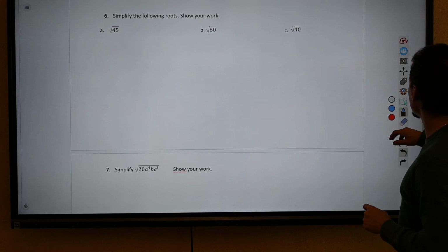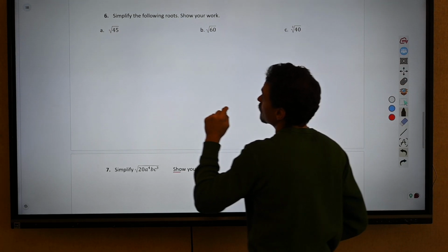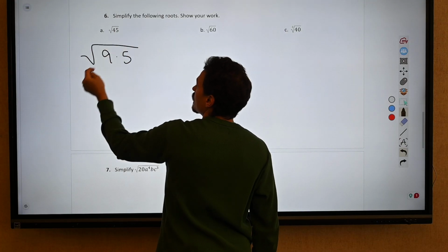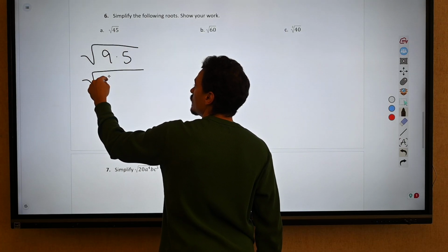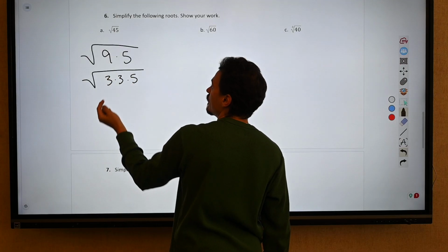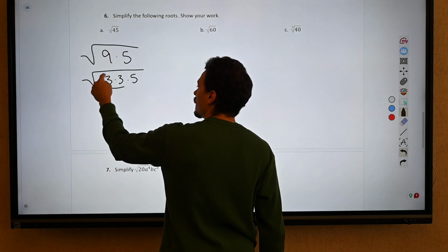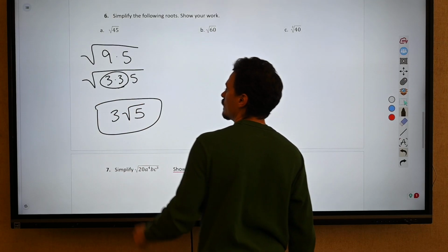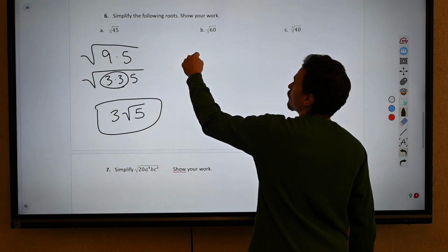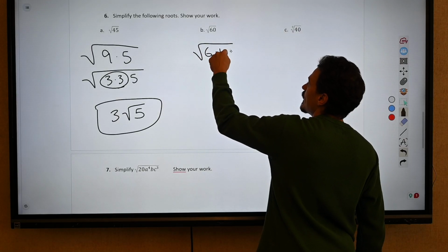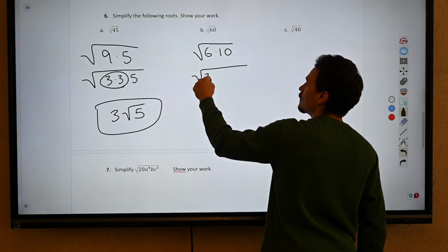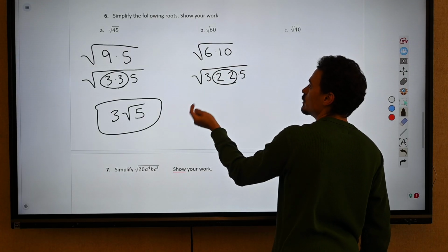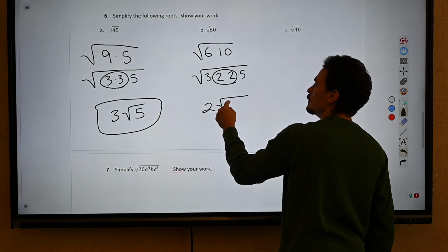Okay, simplify the following roots. Here you get 9 times 5, which is also 3 times 3 times 5. So I could take out the pair and do 3 root 5. Here I get root 6 times 10, which is also root 3 times 2 times 2 times 5. So I could take out the 2 root 15.